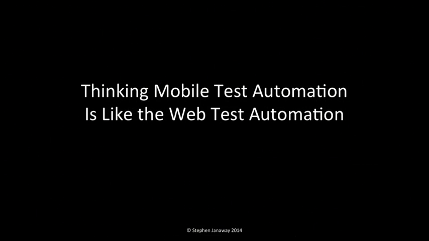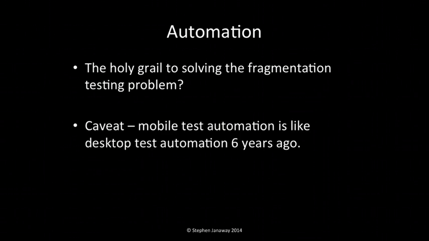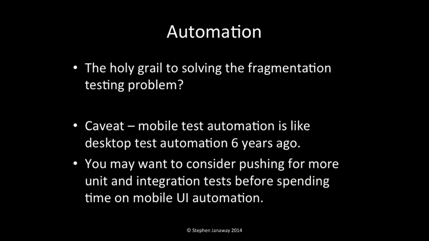And then, as I touched upon at the beginning of this webinar, don't think mobile test automation is like web test automation at the moment. So we are not where we are in the web currently in mobile. It could be viewed as the holy grail to solving the fragmentation problem. It's okay, we'll just test on everything with automation. We're about 6 years behind, I'd say, at the moment.